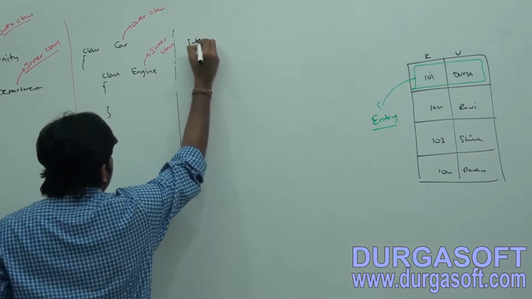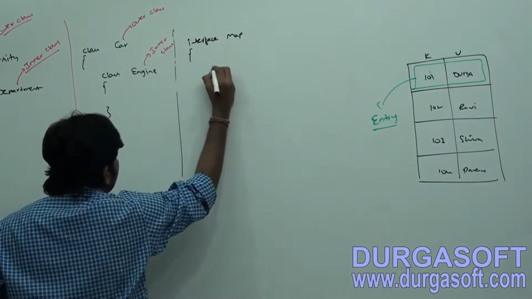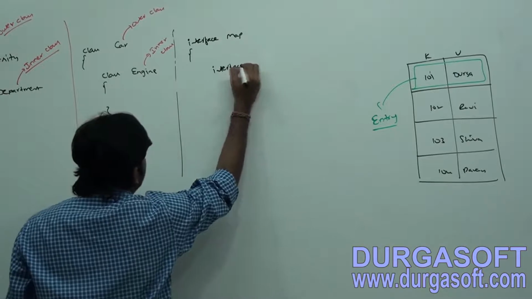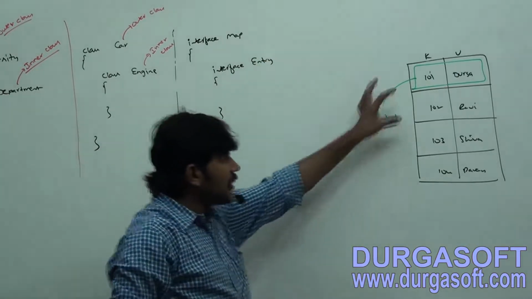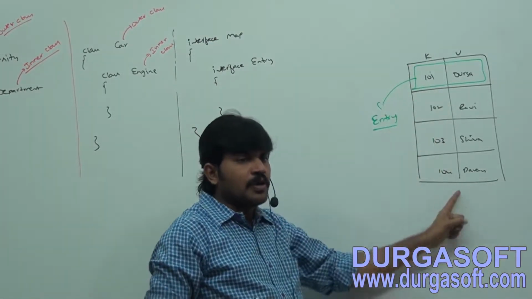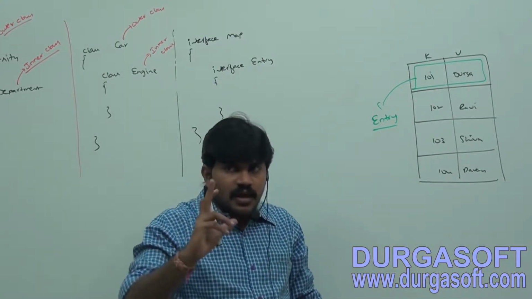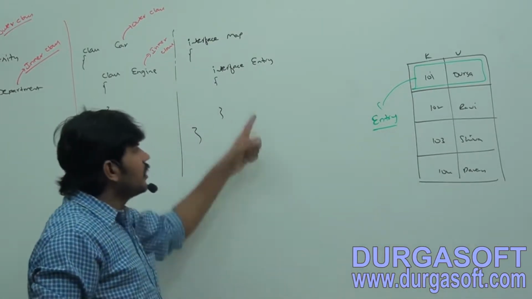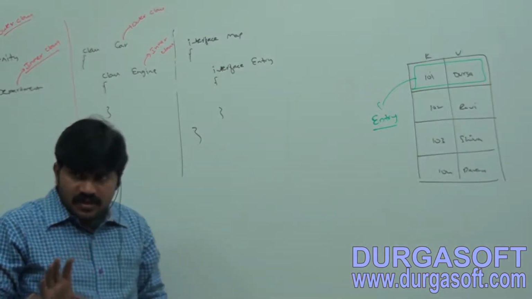Here it says interface Map, and within the interface, Entry is defined because Entry is always part of Map. Okay, this Entry is always part of Map. If a map is not there, automatically entry is not there. Entry is always part of map. That's why Entry interface is defined inside Map interface, right? Clear for all of you, right?